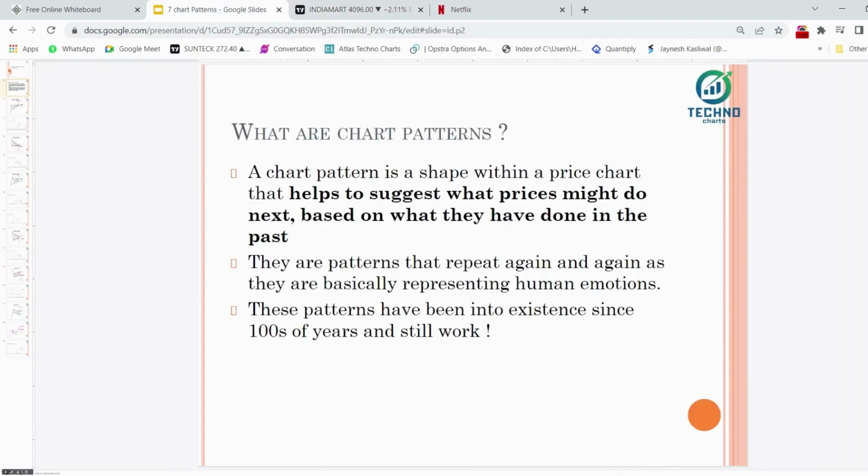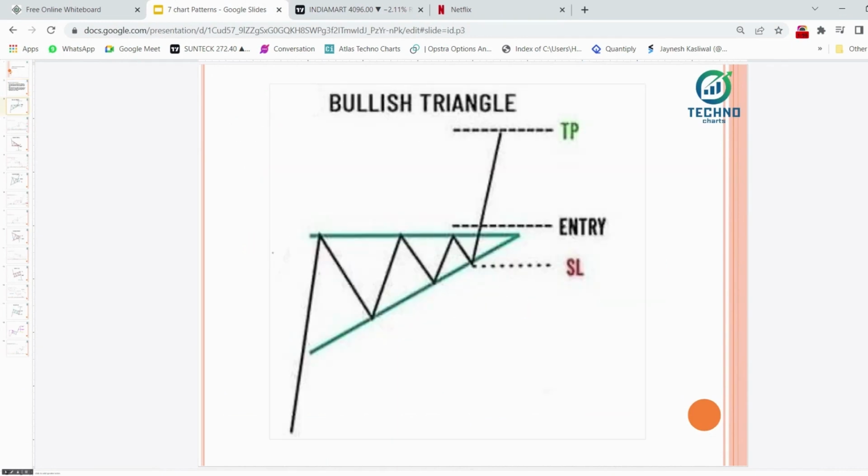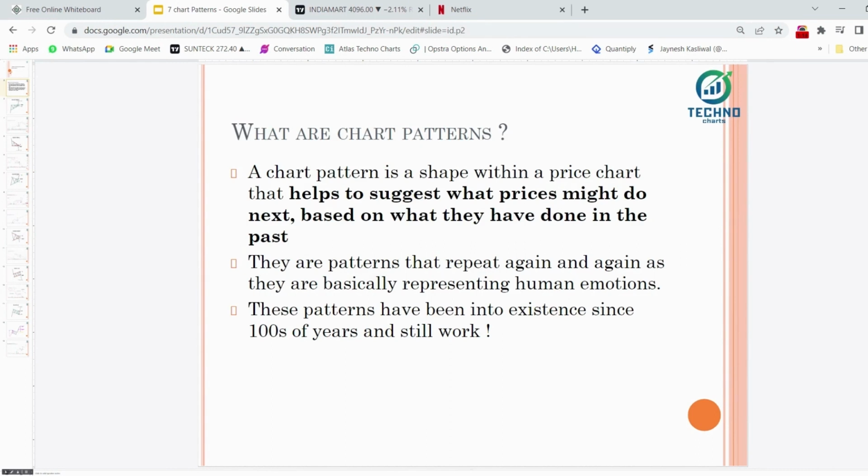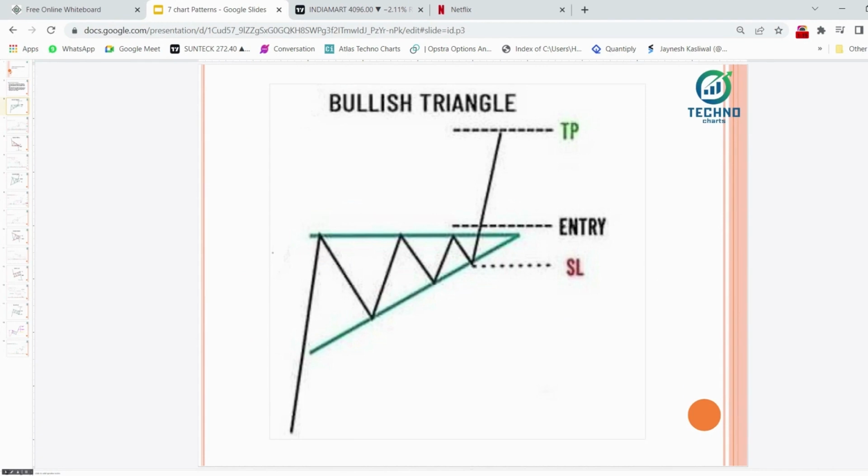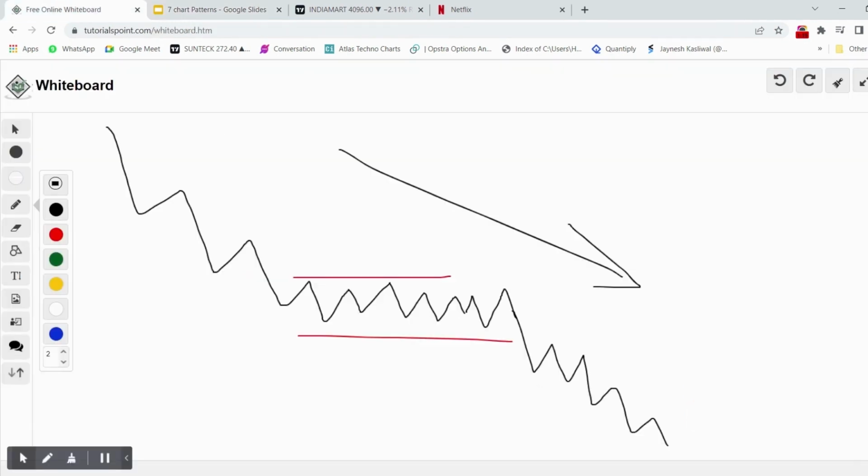These chart patterns have been in existence for hundreds of years and they still definitely work. We are going to talk about 7 chart patterns, and the first one is the bullish triangle chart pattern. These are all continuation chart patterns.